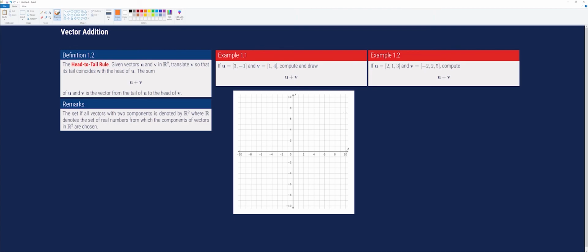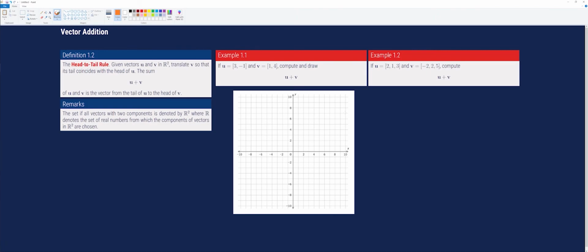Before we can geometrically represent vector addition, we need to first define the head-to-tail rule. Given vectors u and v in R2, translate v so that its tail coincides with the head of u. The sum u + v of u and v is the vector from the tail of u to the head of v. Later, I will try to demonstrate that definition.